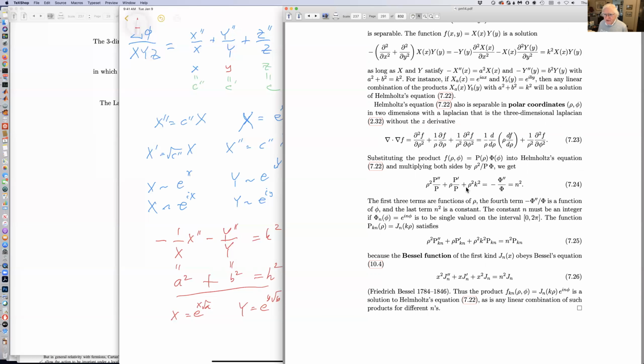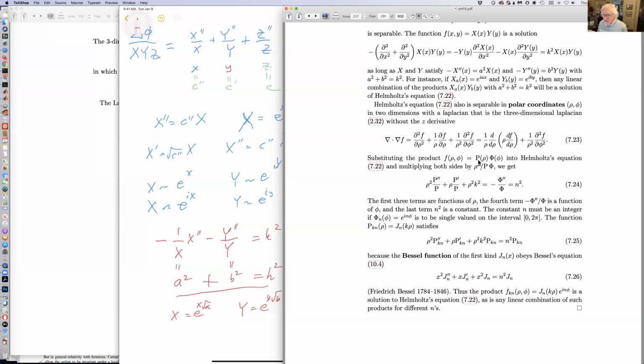Whereas in polar coordinates, you've got the second derivative with respect to rho, 1 over rho, d by d rho, 1 over rho squared, d by d phi squared, so it's more complicated. But you can do the same thing.